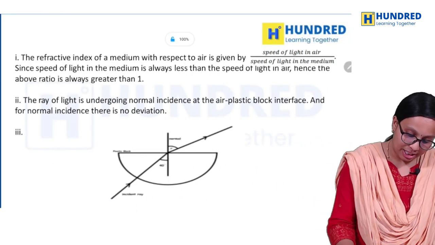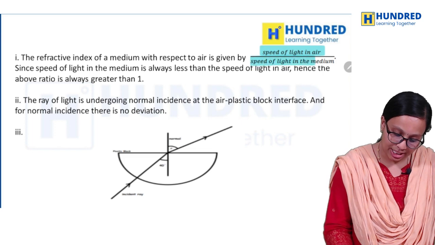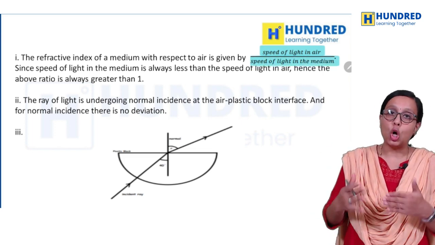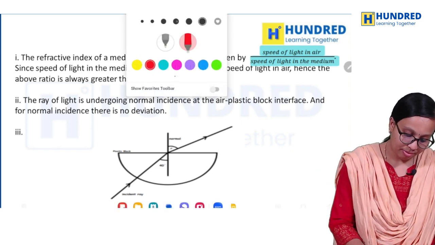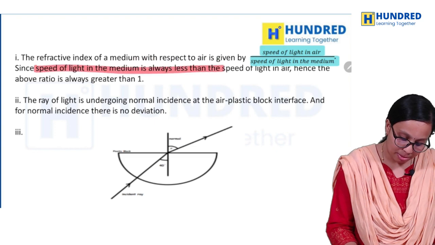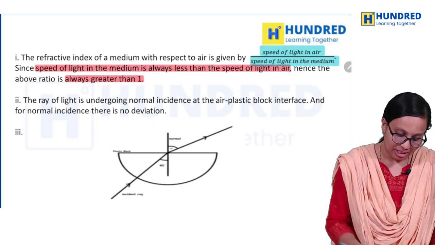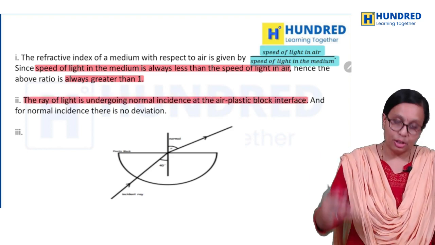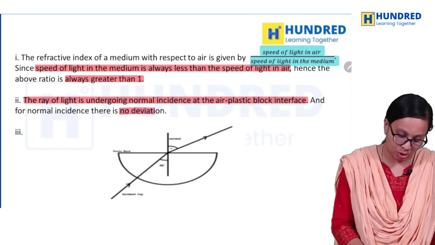So the refractive index of the medium with respect to air is given as the speed of light in air by the speed of light in the medium. Since the speed of light in any medium is always less than the speed of light in air, that is why it is greater. And then the light ray is undergoing normal incidence. So it's passing through the normal. That is the reason it's not getting deviated. So there is no deviation.